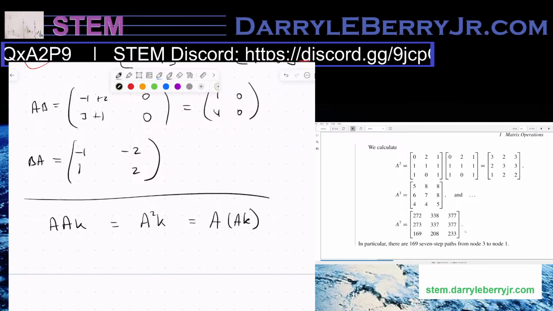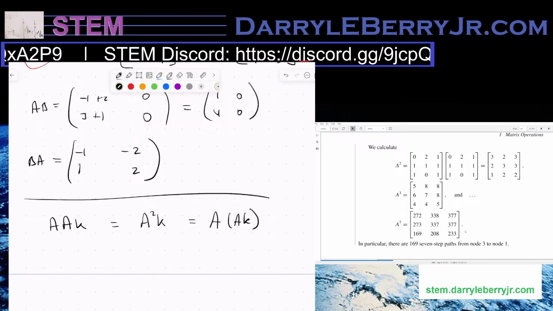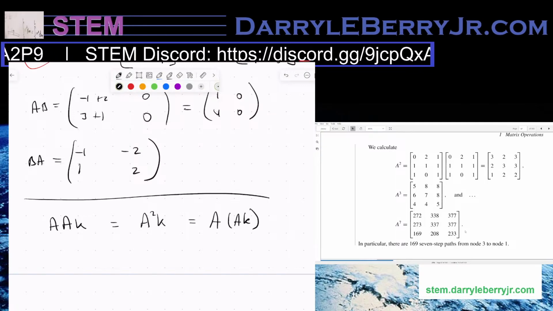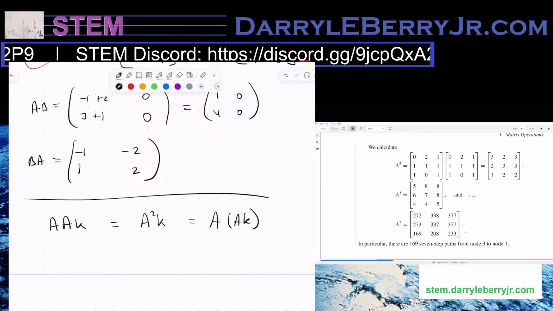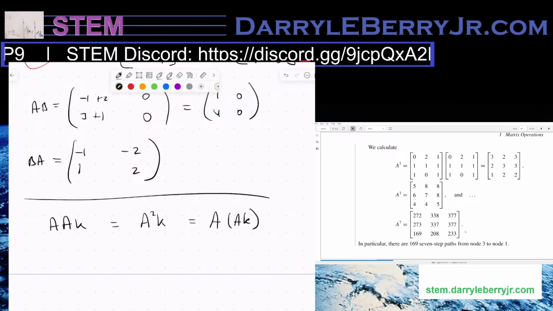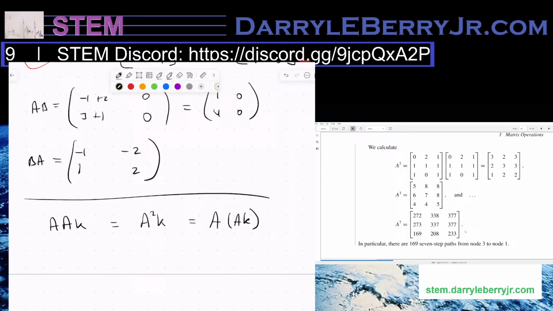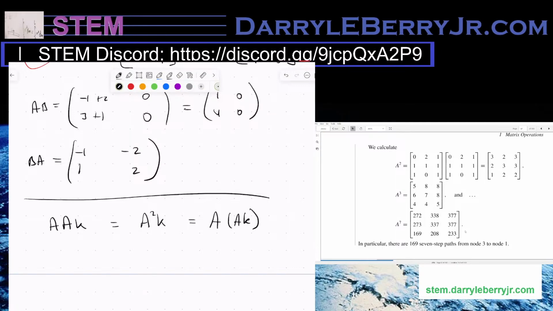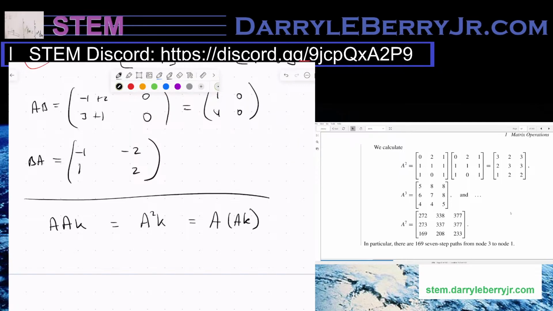So A squared is A times A, A cubed is A squared times A again, and so forth. And in particular, there are 169 7-step paths from node 3 to node i. Hmm. So this seems to be directly related to probabilities.